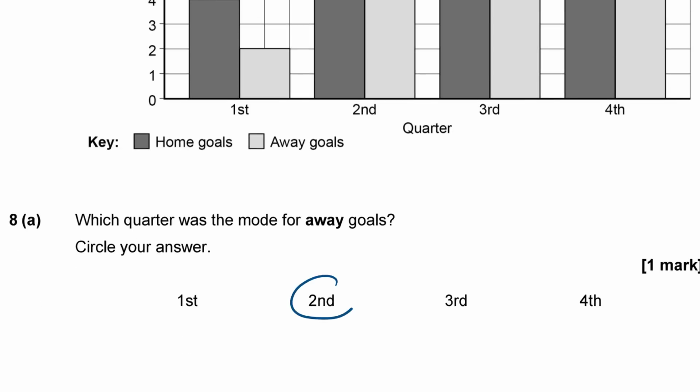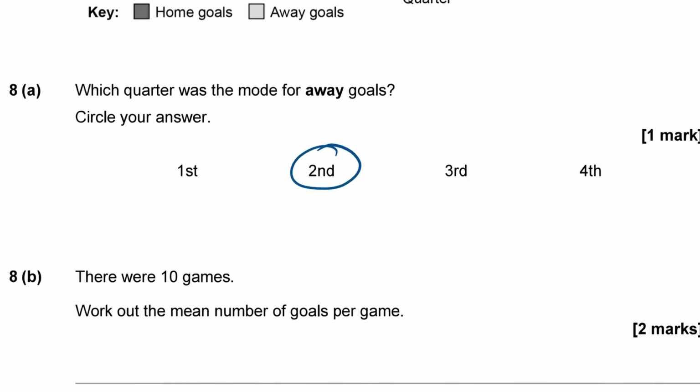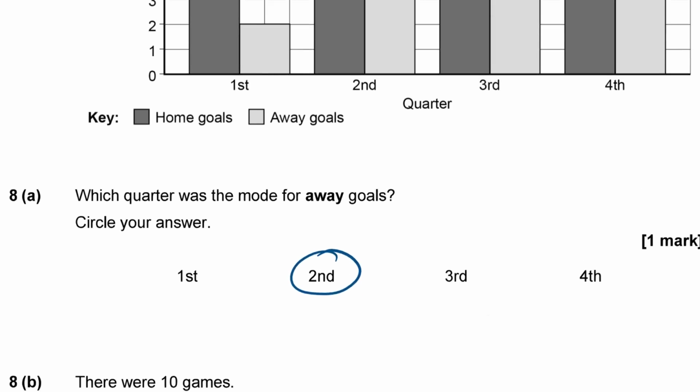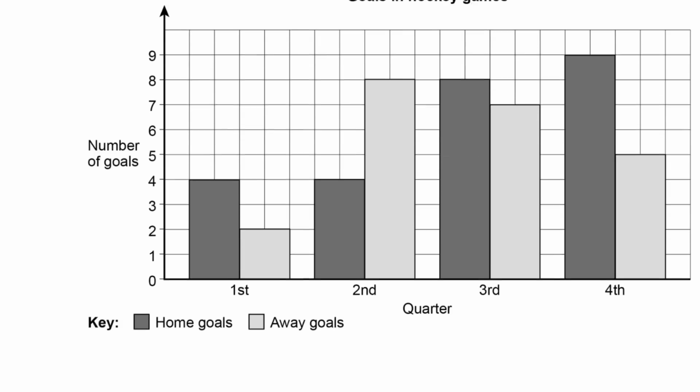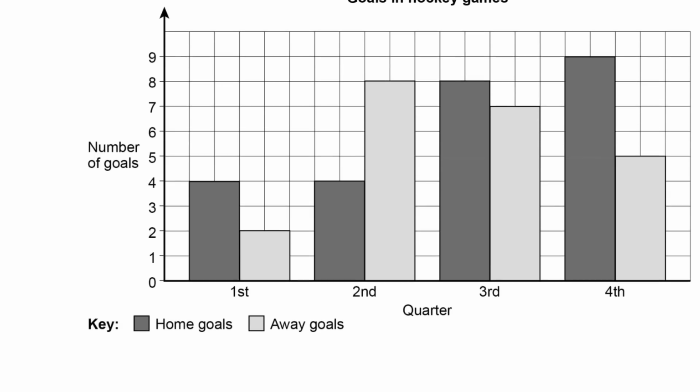Okay, so second quarter. There were 10 games. Work out the mean number of goals per game. To work out the mean, we need to know the total amount of goals scored, and then we need to add all those up and then divide by the number of games, which is 10. So how many have we got? We've got 4 there, 2 there, 4 and 8 and 8 and 7 and 9 and 5. So we're going to have to add all those together.